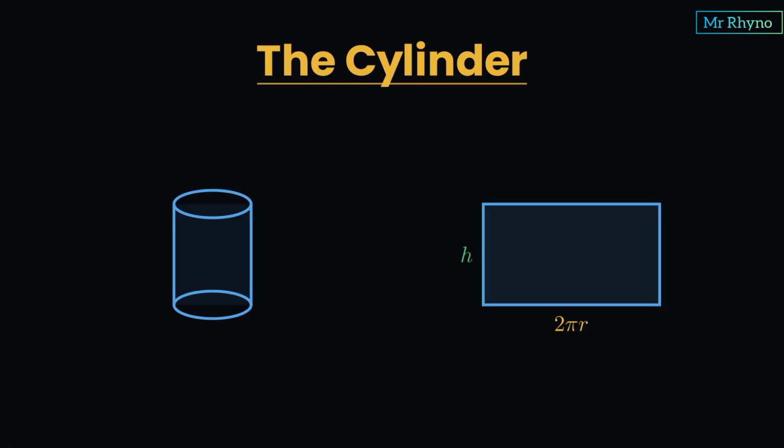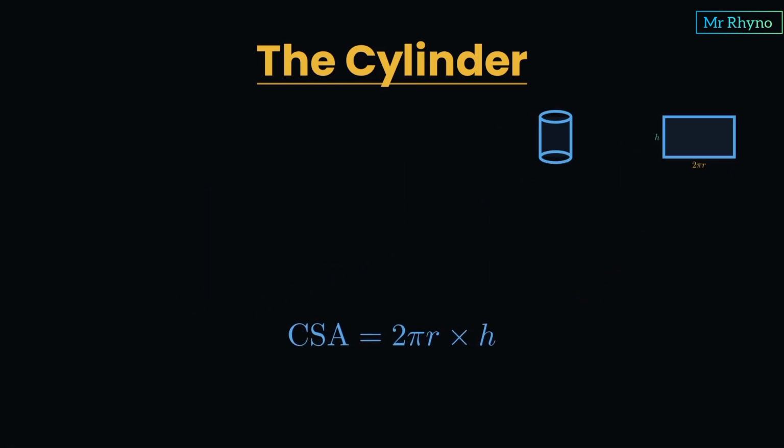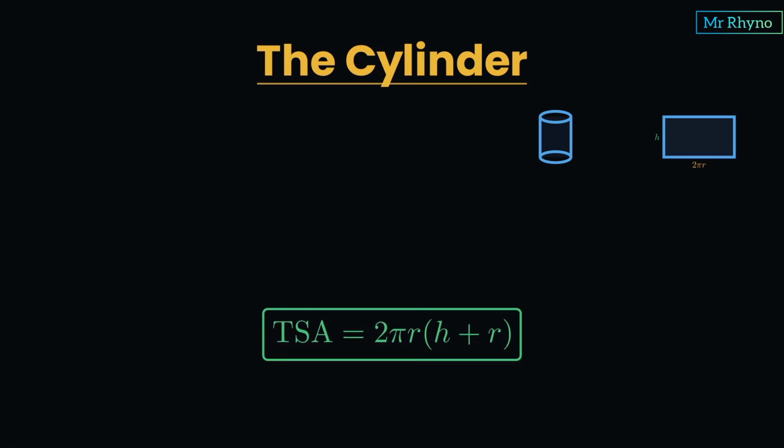The area of a rectangle equals length times width. So 2 pi r multiplied by h gives the curved surface area. Then add the two circular ends. Each circle has area pi r squared. Since there are two, we add 2 pi r squared. Finally, factor out 2 pi r, and we obtain 2 pi r multiplied by the quantity h plus r. Now students never need to memorize this.